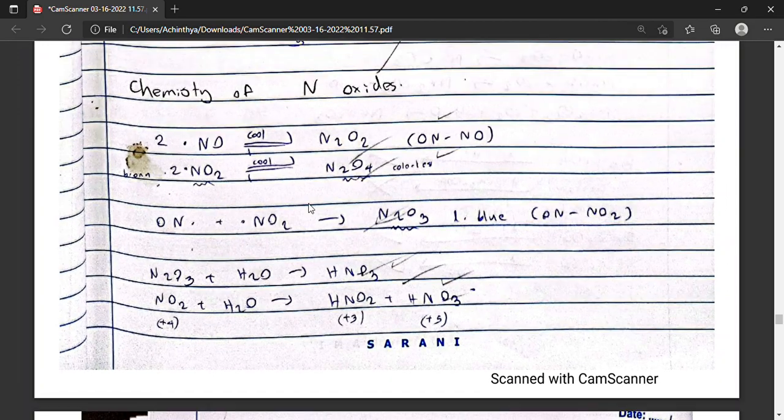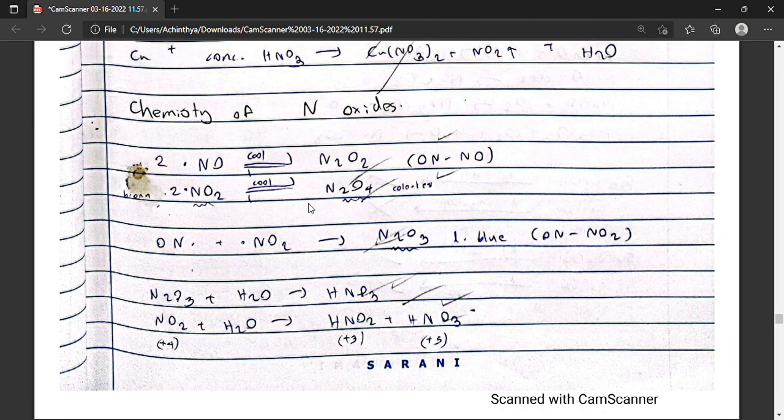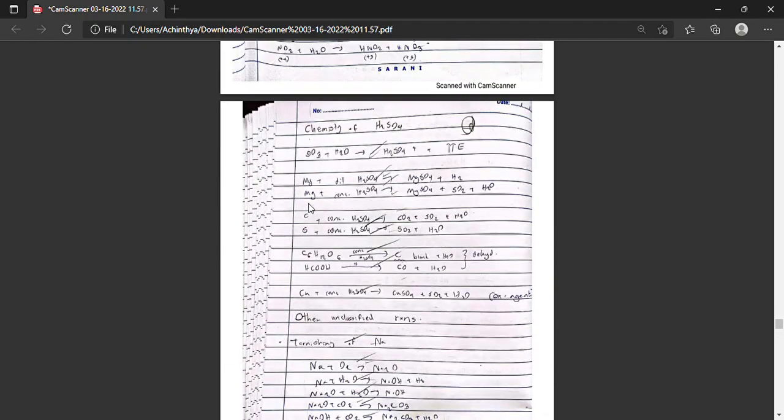Then we'll move on to the oxides of nitrogen. We discussed them earlier, and these are what they look like. They have a very nice diversity, and we'll be talking about their reactions now.